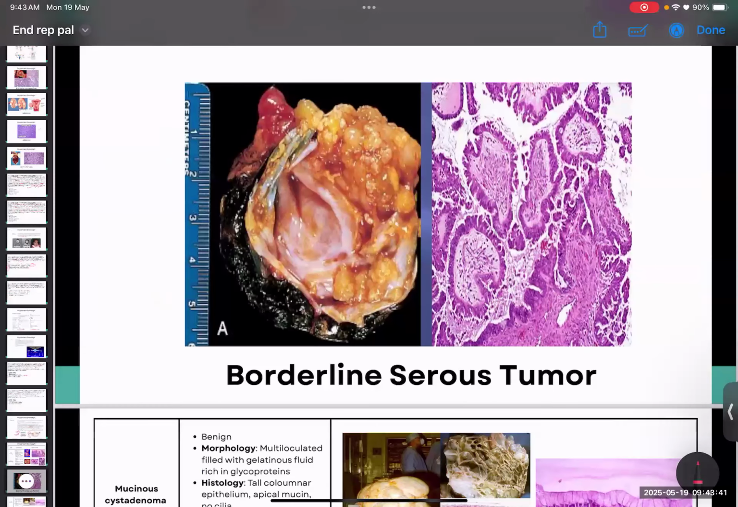Moving on to mucinous epithelial tumors, we have the adenomas and the carcinomas as well. The adenomas are benign, the carcinomas are malignant.